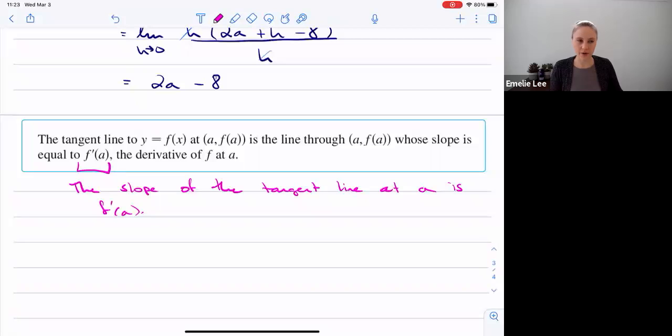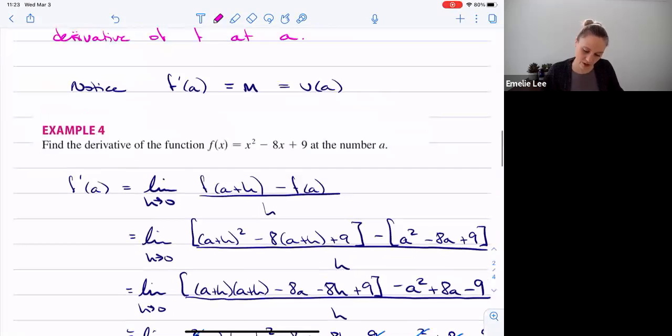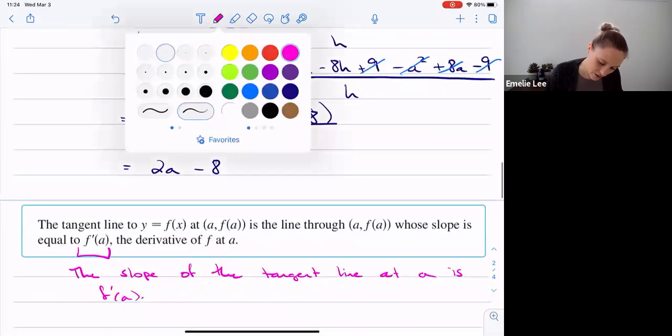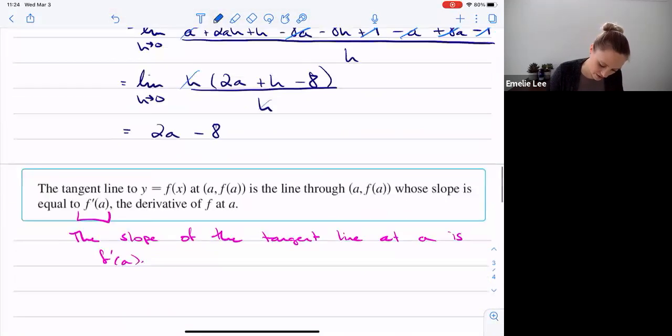So what we found is that we have this original function, x squared minus 8x plus 9, and now I'm able to say that the slope of the tangent line at any value a is going to be 2a minus 8. That is good.